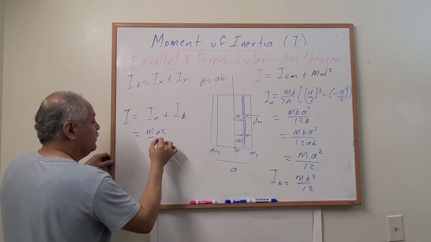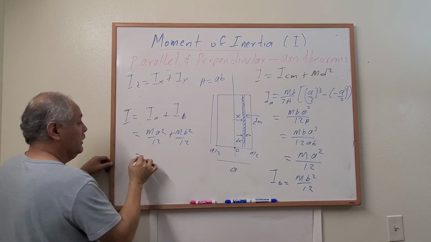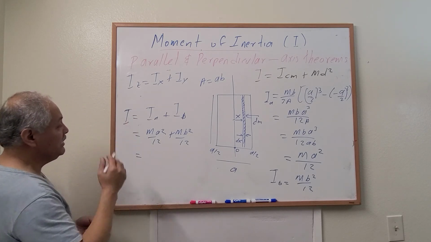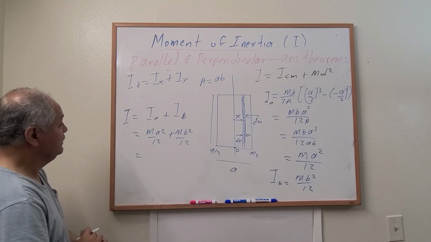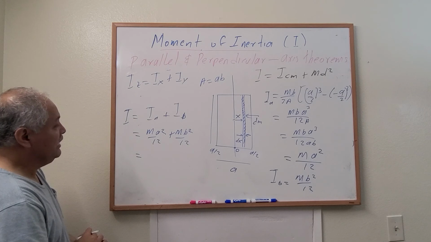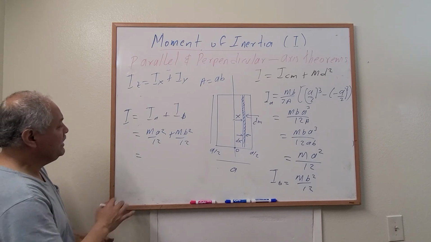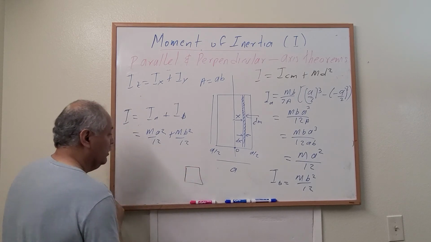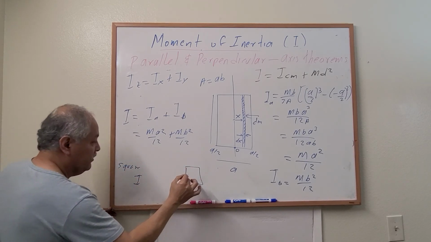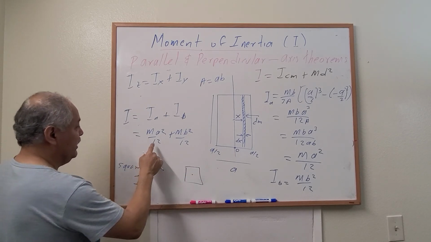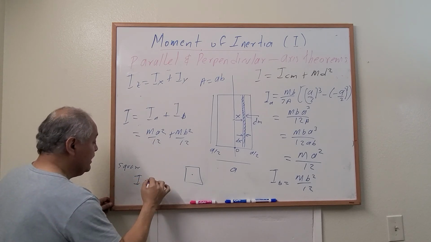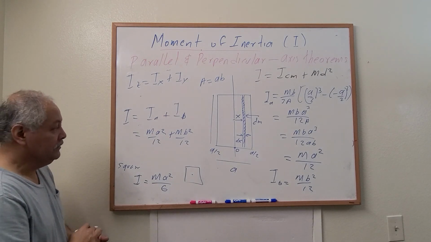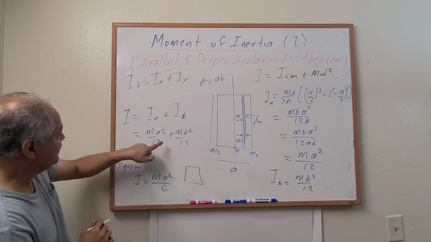This equals M a squared over 12 plus M b squared over 12. It stays like that. So this is again the moment of inertia. What happens if a and b are the same, for a square? The moment of inertia through the center of mass is equal, since a and b are the same, to M a squared divided by 6, for the square, correct? But in general, for a rectangle, it's going to be like that.